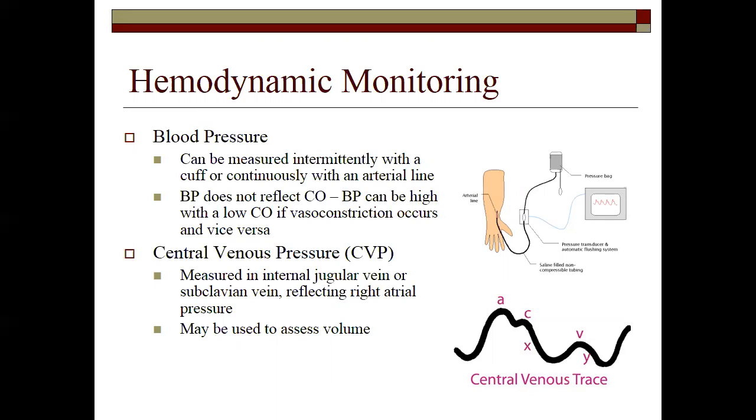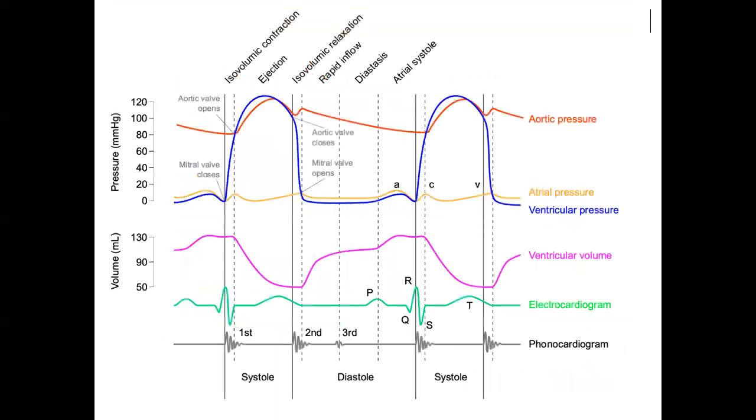Central venous pressure is usually measured in the internal jugular vein, but it can also be measured in the subclavian vein. It reflects the pressure in the right atrium. We usually measure central venous pressure with a CVP line. Sometimes it'll be a Swan-Ganz catheter, which I'll show you here in a minute. We generally use CVP to assess blood volume. This is what a CVP waveform looks like, versus your arterial waveform.